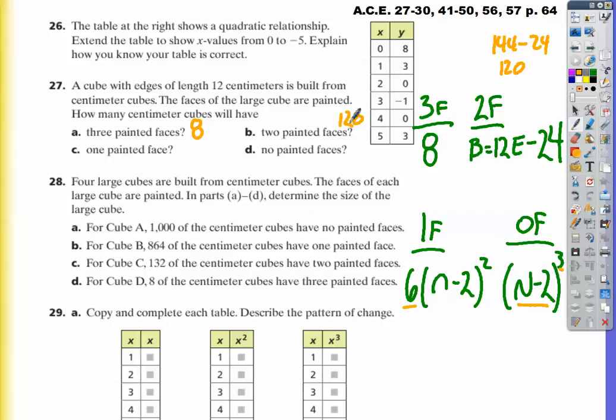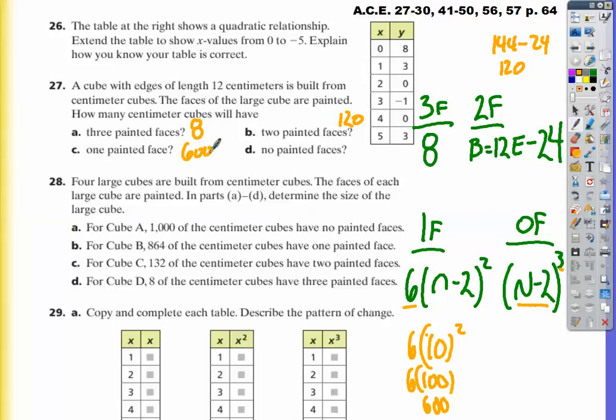For 1 face, we plug it into our equation that we found in class. So we have 12 minus 2. 12 minus 2 is 10, squared. So that is 100, times 6 is 600.